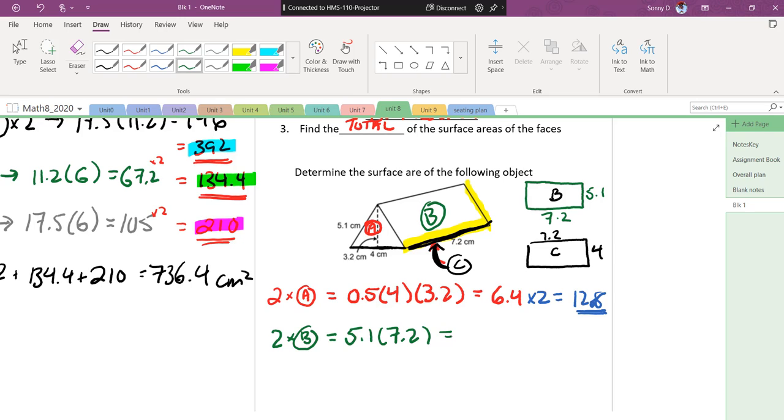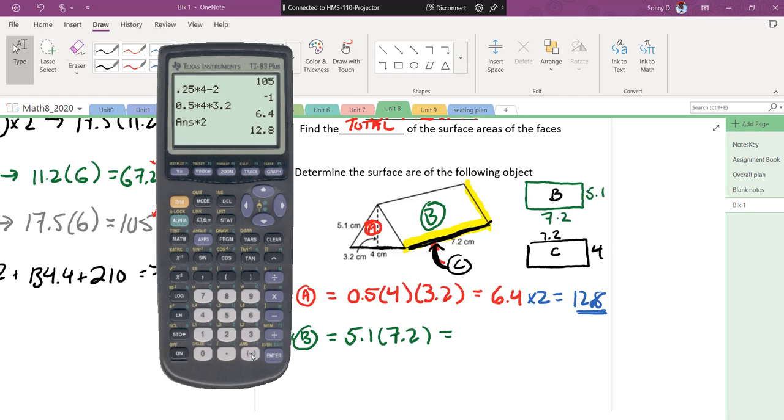Oh, okay. Right? You can be finicky with which way you put it down, but at the end of the day, when you're multiplying, order doesn't matter. Like 2 times 3 is equal to 6, but 3 times 2 is also equal to 6. So we don't have to worry about what's the length, what's the width. So we go 5.1 times 7.2, which is equal to 36.72.